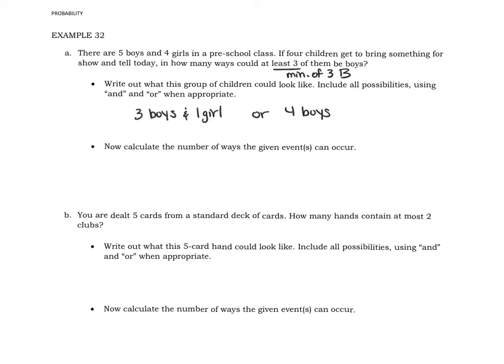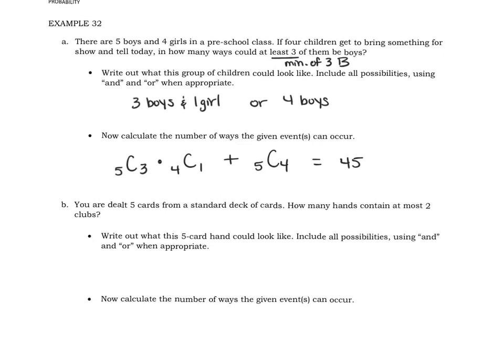You just need to follow the pattern that you established. Since the order in which the kids bring show and tell doesn't matter, they all get to share their item with the class, we're going to use combinations. So there are 5 boys. We are going to choose 3 of them to bring show and tell, and means multiply. There are 4 girls. We will choose 1 to bring show and tell. Or there are 5 boys. We will choose 4 of them to bring show and tell. You can type that into your calculator directly as it's written on your paper, and you will find out there are 45 ways that that can happen.